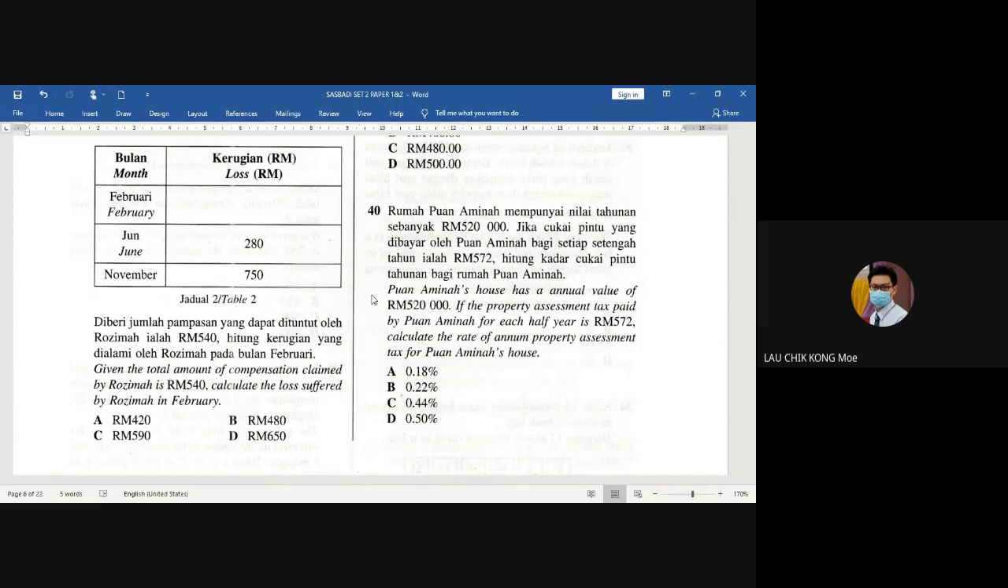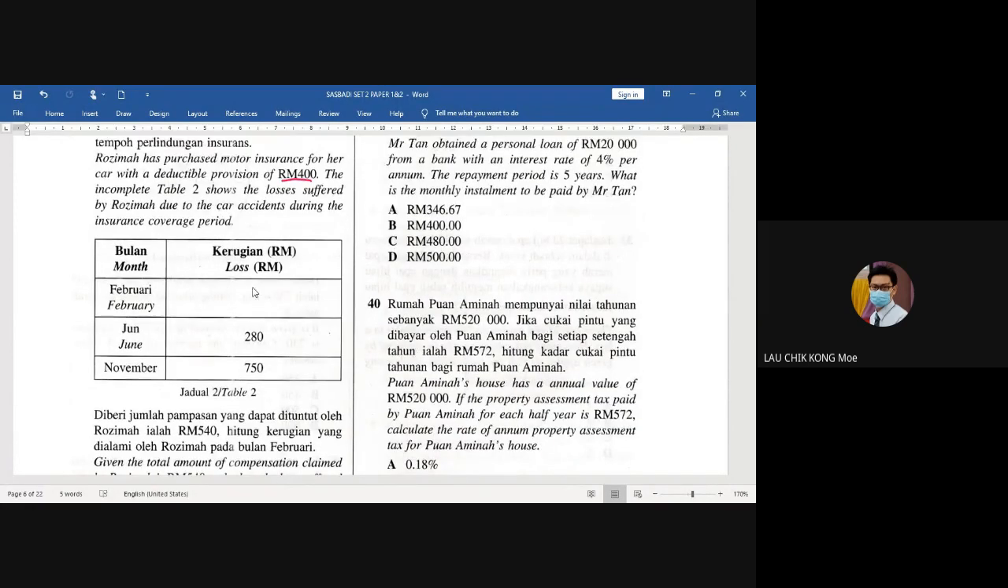Okay, so this one, let's say that February is S lah. Okay, you need to remember our deductible is 400, so less than 400. So this one we didn't claim anyone. We didn't claim for June because 280 is less than 400. And then 750, yes, we can claim. But how many we can claim? 750, you need to minus the deductible 400 first. So you only can claim 350 ringgit for November, 350.